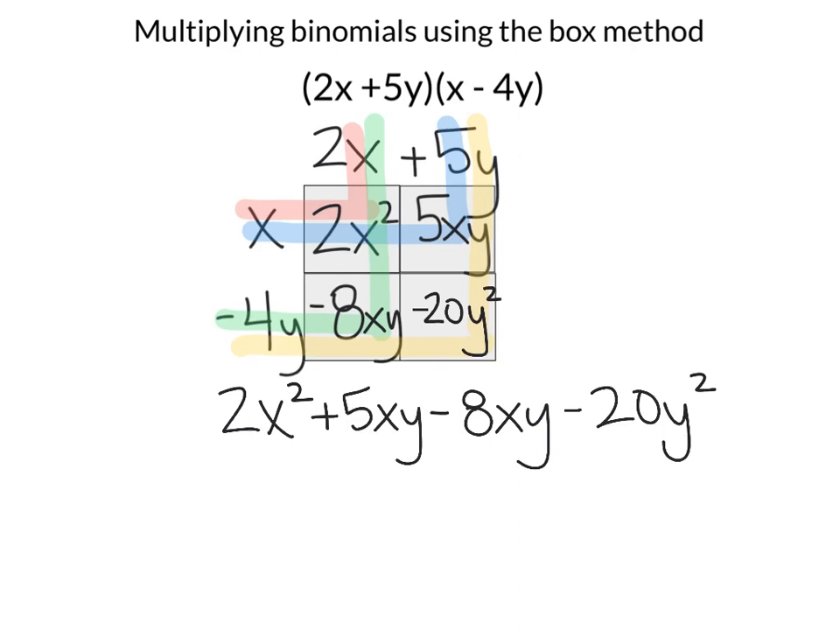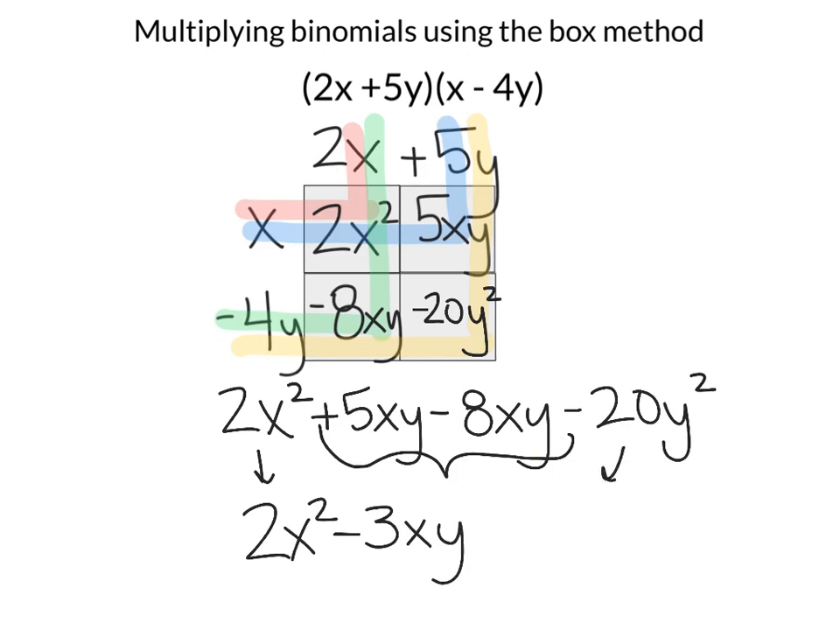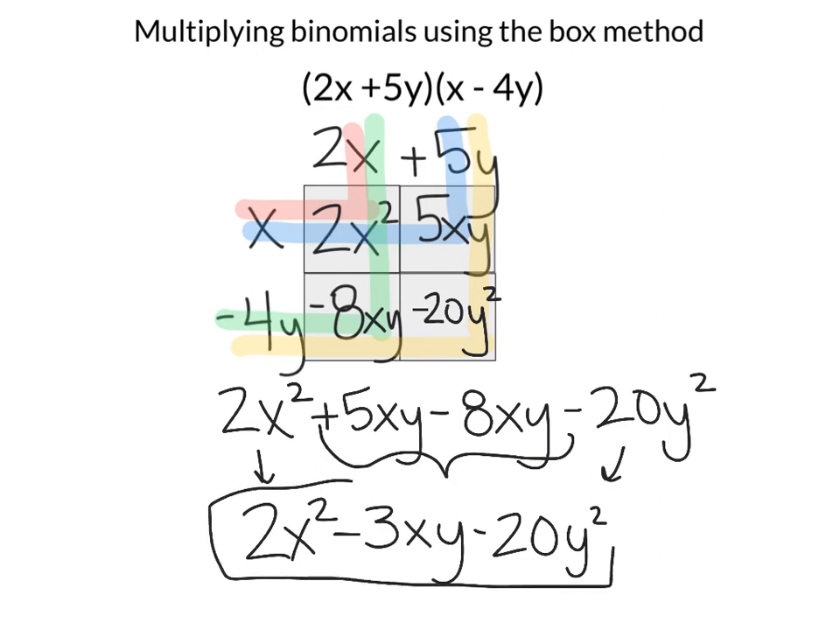So I look here and I say, what terms can I combine? What do I have that are like terms? And here in the middle, we have some like terms. So I'm going to bring down my 2x squared. I can't put the x squared and the y squared together because they're not the same variable. But I have 5xy minus 8xy, and that's going to give me minus 3xy. And then I bring down my minus 20y squared, and I can see there is the product after multiplying those two binomials.